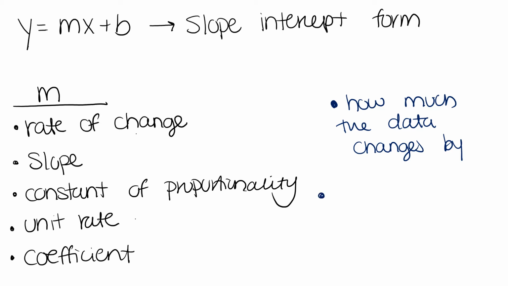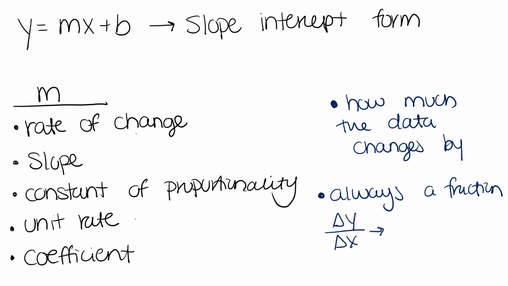It's important to remember that the rate of change, the slope, the constant of proportionality, M, is always a fraction. Now remember, it's always a simplified fraction. The fraction is a change in y over the change in x. That's what that little triangle symbol means. Change in y over the change in x. And we're going to talk about how to use all of these terms in order to find M.